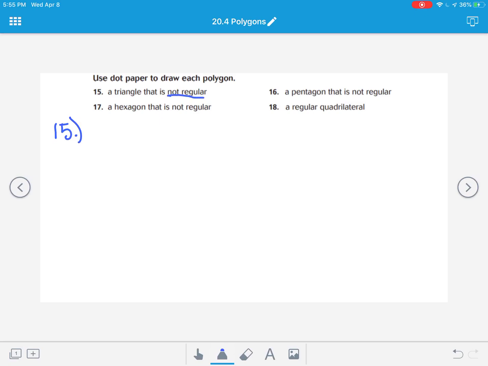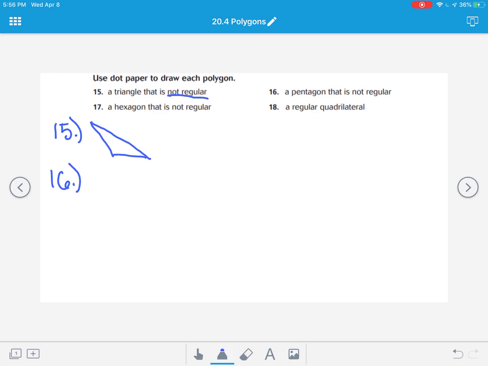If it's not regular, that means the sides should not be the same. So let's very obviously draw a triangle whose sides are not all the same length. Let's make the triangle have one side really long, one side short, and the other side long. So that obviously does not have the same angles on the inside or the same length sides. So that's not regular.